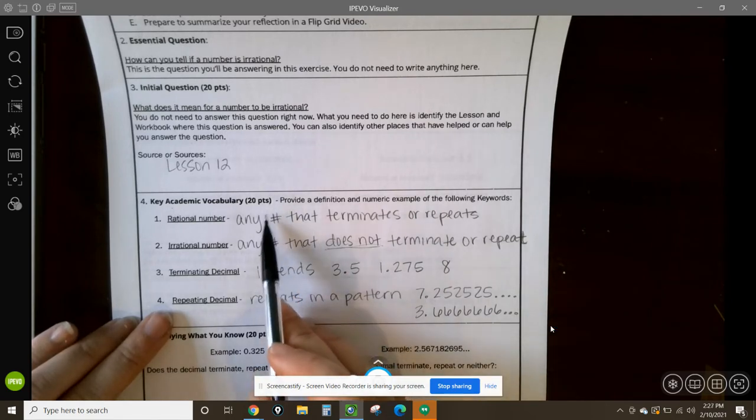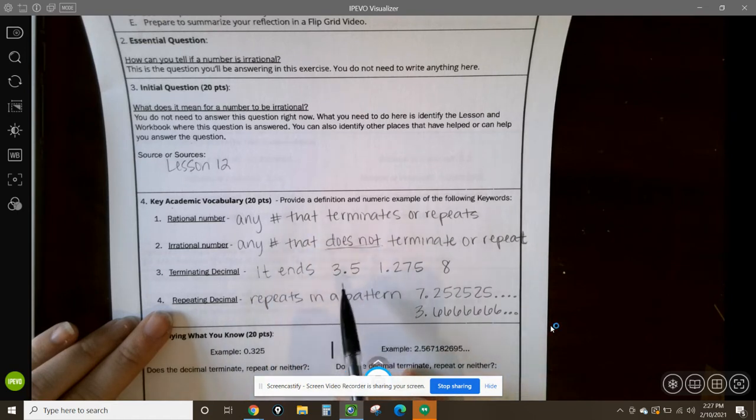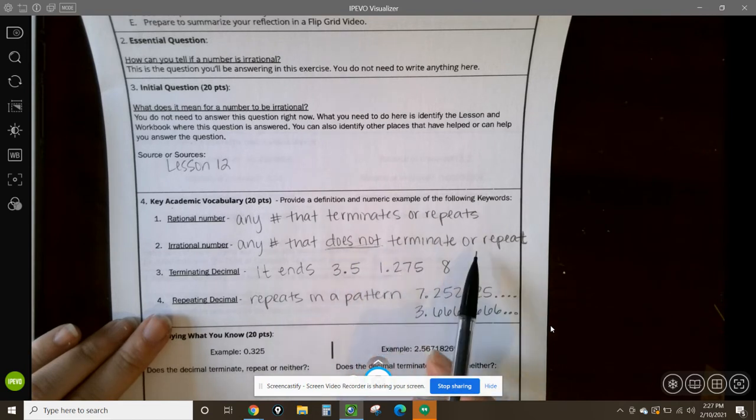So for rational numbers, any number that terminates or repeats, all of these are rational numbers. These ones would be rational because they terminate. These ones are rational because they repeat. Our irrational numbers are going to be ones that do not terminate or repeat. So none of these are irrational. We're going to see some irrational examples in a minute, but not these ones.